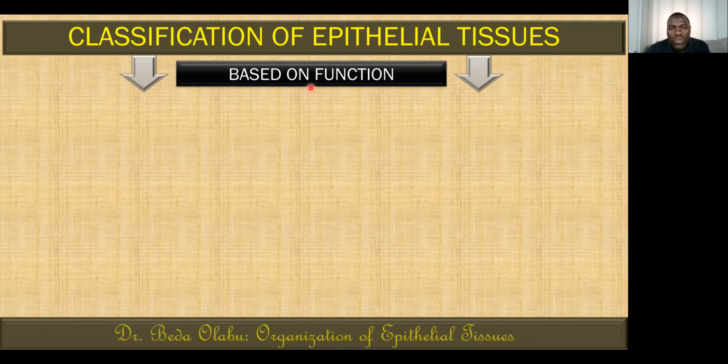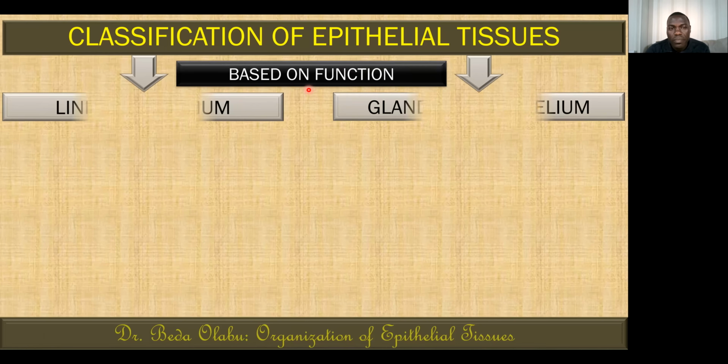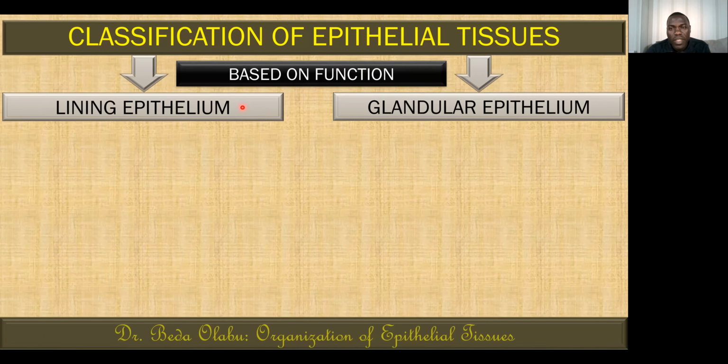Now, according to this concept, there are two types of epithelium. There's what we call lining epithelium, and there's what we call glandular epithelium. So lining epithelium is typically the one that covers body surfaces. Glandular epithelium is epithelium that forms glands. So that's where we come from.